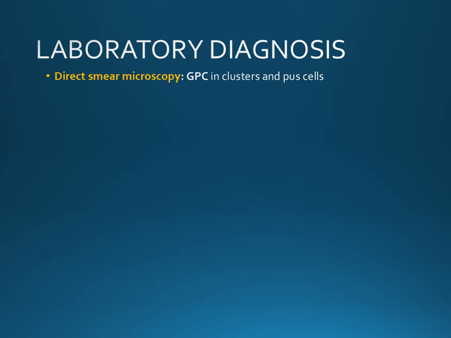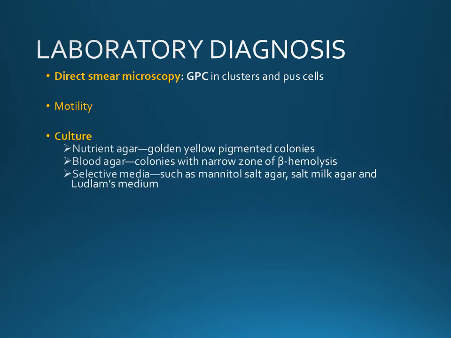You inoculate the sample, the growth will come the next day, and you will do the gram staining. You will notice gram-positive cocci, and then you will go for motility. It will come non-motile. If you want to check the pigment of the bacteria, you can grow that colony on nutrient agar. You will notice golden yellow pigment. Selective media are available like mannitol salt agar, salt milk agar, and Ludlam's media.